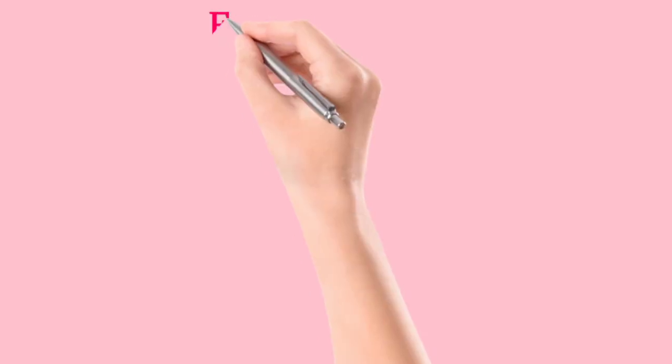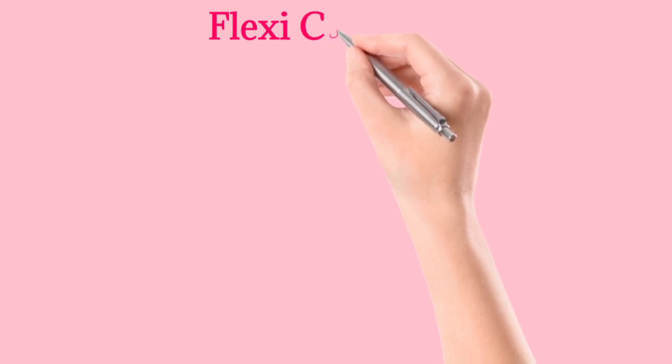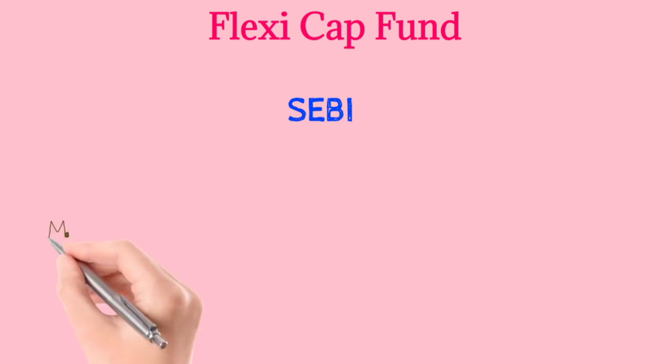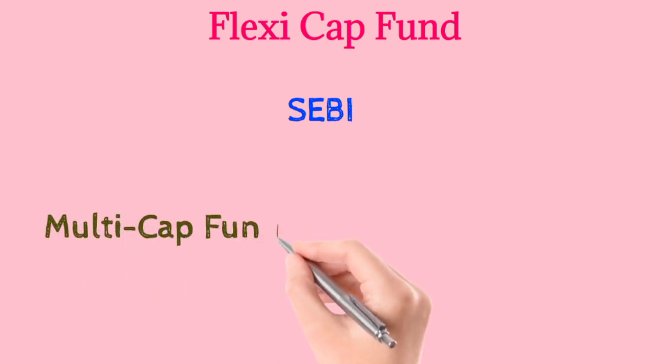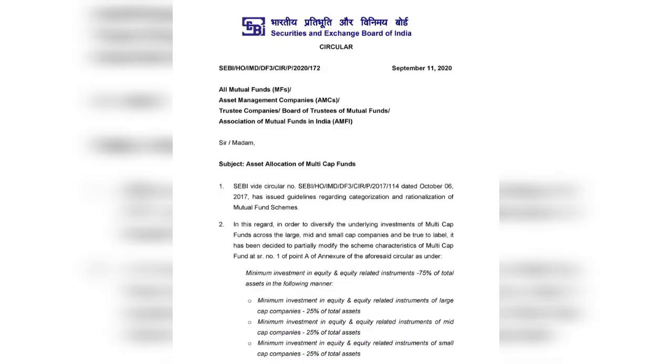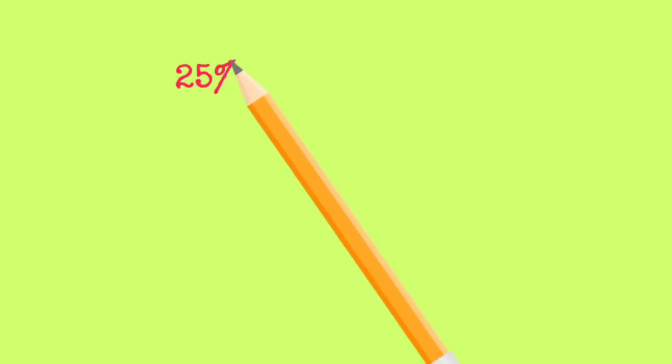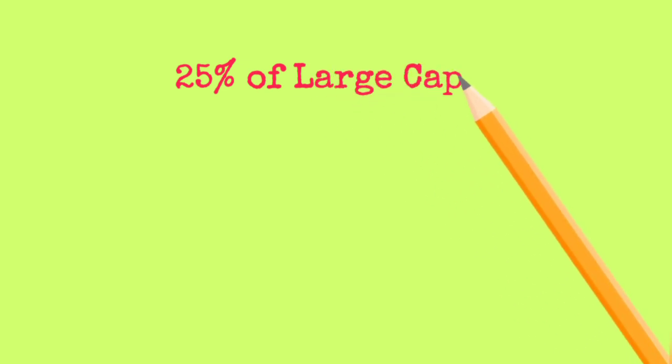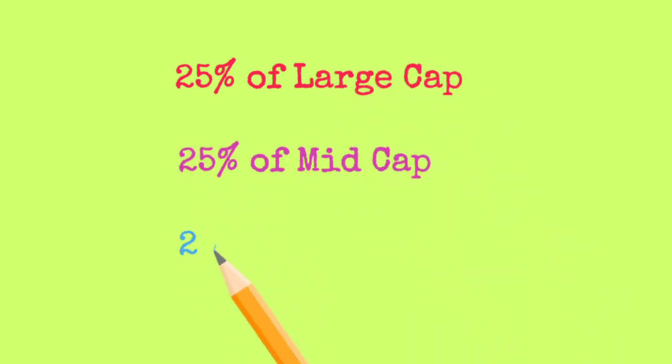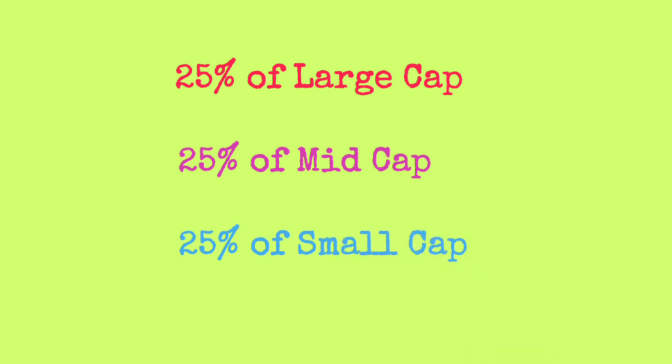Before starting with Flexicap Fund, let's start with some elementary things. SEBI released a circular on asset allocation of multi-cap funds dated 11 September 2020. As per the circular, minimum investment in equity and equity related investments of 75% of total assets needed to be segregated in large, mid and small cap. Thus assets are put in 25% of large cap, 25% of mid cap and 25% of small cap.